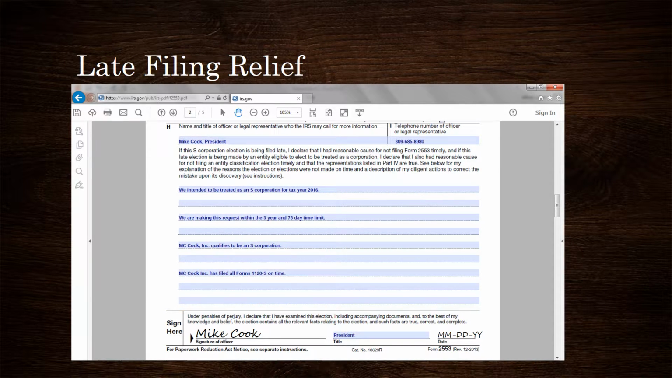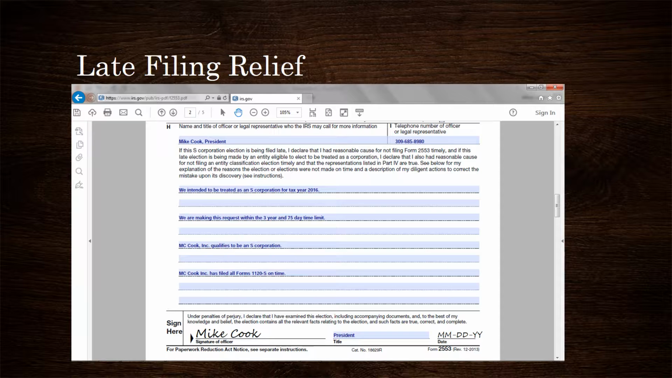Form 2553 must be filed within the first 2.5 months of the year in which the election will take place. If Mike and Cindy want S corporation status for tax year 2016, the election must be made by April 30th of 2016, 2.5 months after the start of their tax year.